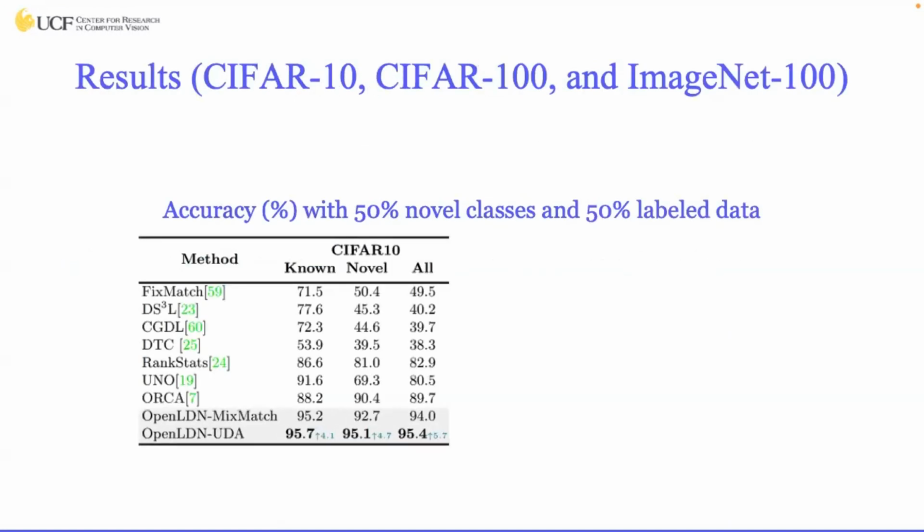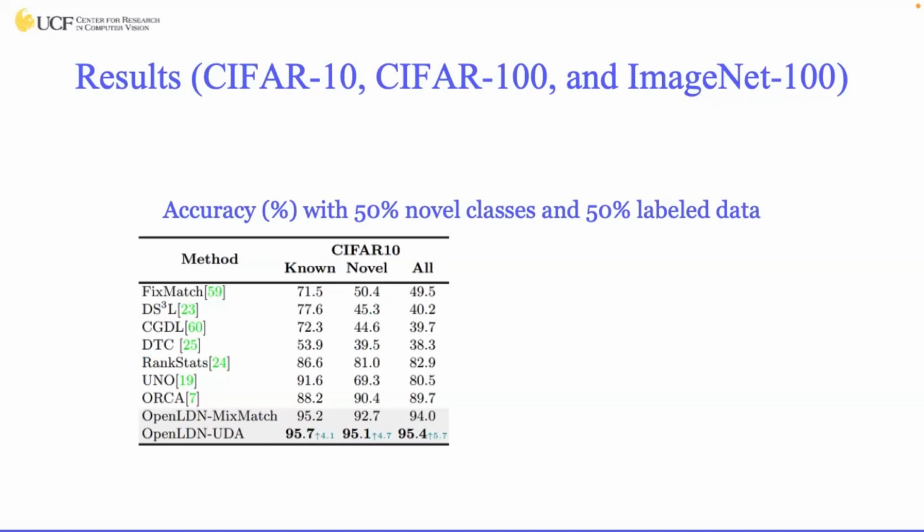Here are some results on 3 standard datasets, which are CIFAR 10, CIFAR 100, and ImageNet 100. Let me explain the experimental setup a little bit. In this setup, we are assuming 50% of classes are novel. By that I mean that in the case of CIFAR 10, 5 classes would be seen, 5 classes would be novel. And from those seen or known classes, 50% of data would be labeled. So that is the semi-supervised part. We report accuracies on the known classes, on the novel classes, and we also report clustering accuracy on all the classes.